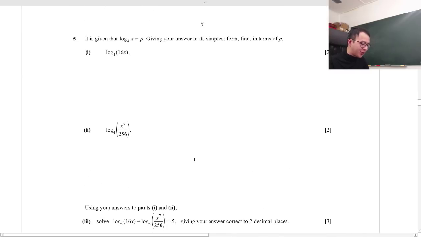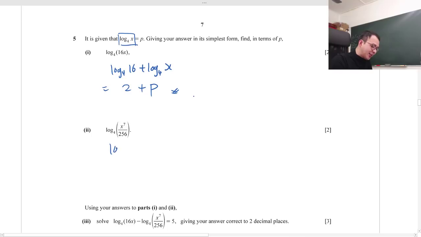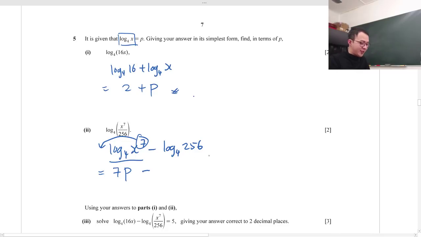Alright, number 5 is a log question over here. Give your answer in terms of P. So I need to make my answer have this thing. So this is log 4 16 plus log 4 x, because multiply, when we expand, becomes plus. Log 4 16 is 2 plus P. Alright, quite simple. And then this one divide means minus, right? Log 4 x 7 minus log 4 256. Alright, log 4 x 7, we know the 7 we can move to the front, becomes 7P, because log 4 x is P. And then this one, log 4 256 should be 4.